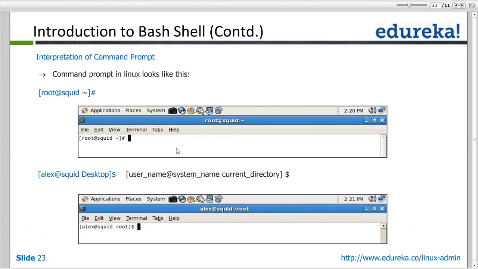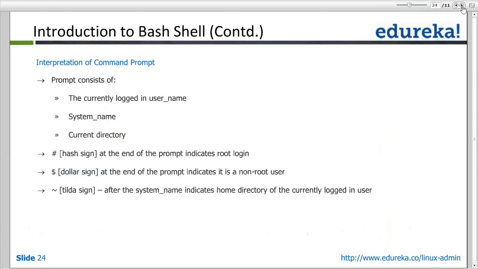Okay, this is called the prompt, the command prompt. The command prompt basically consists of the currently logged in username, the system name, and the current directory. The $ sign at the end of the prompt indicates a non-root user. Tilde sign indicates the home directory, and the hash sign at the end of the prompt indicates your root login.